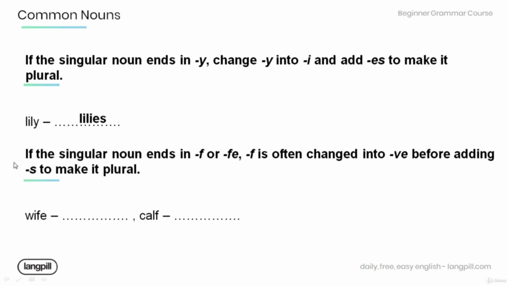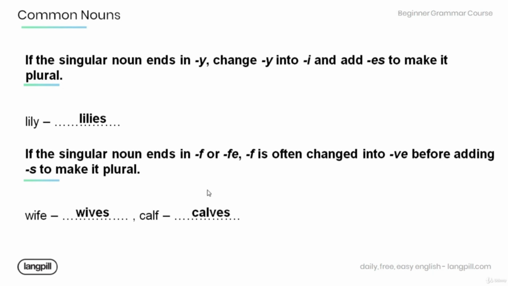And if the singular noun ends in f or fe, f is often changed into ve before adding s to make it plural. Try with the word wife. Wives. And calf? Calves.